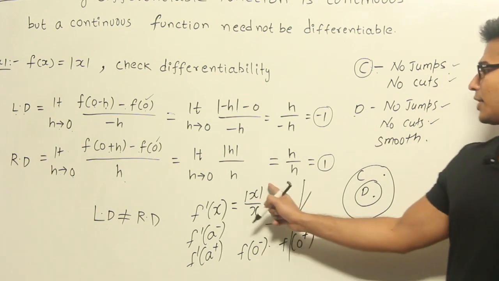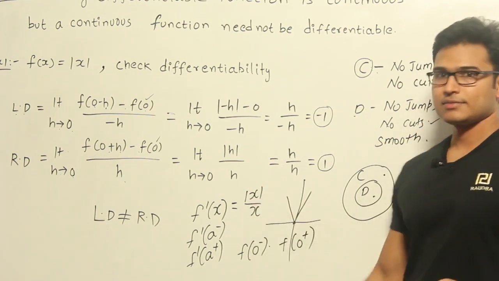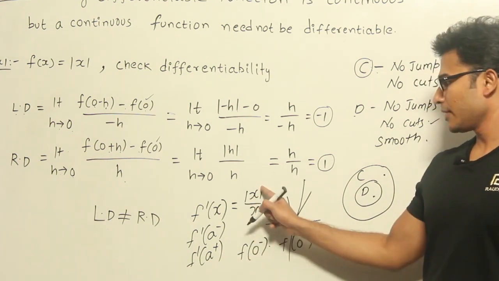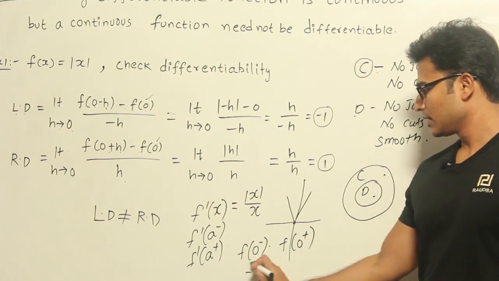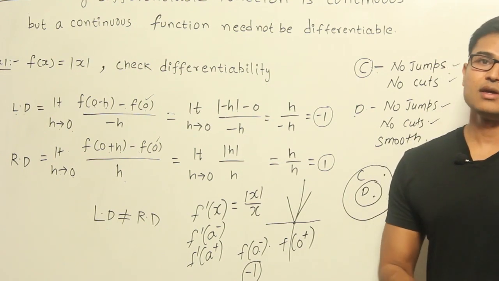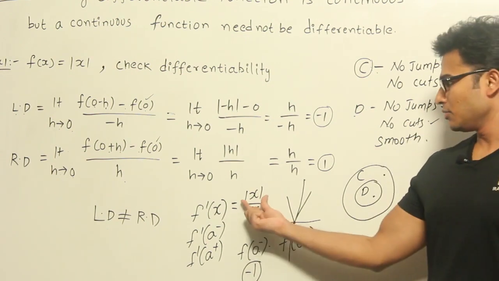The value of this function at a negative number, right? Whenever I give negative x, if x is negative, then the output is going to be minus x, isn't it? Minus x by x is going to be minus 1. Are you getting this? Whenever I say f dash of 0 minus, it means that I am substituting a value which is less than 0, which means I am substituting a negative number here.